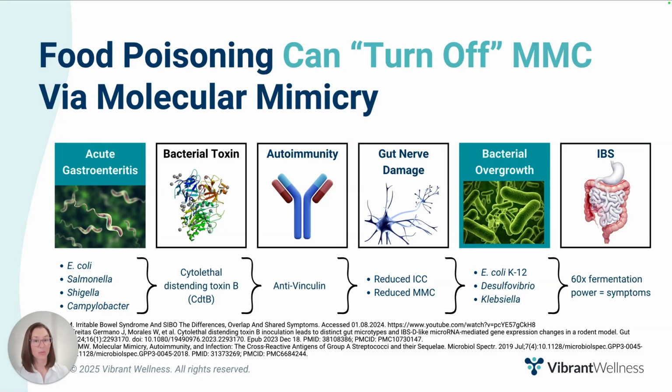Now, vinculin is a protein that helps nerve cells stay connected. Without going into all the detail, autoimmunity against vinculin impacts the interstitial cells of Cajal, ICC, which regulates your migrating motor complex, your MMC. Therefore, when your body attacks vinculin, it indirectly shuts off or reduces your MMC. And when your MMC isn't working, this allows bacterial overgrowth to occur, specifically bacteria like E. coli, Q12, Desulfovibrio, and Klebsiella.